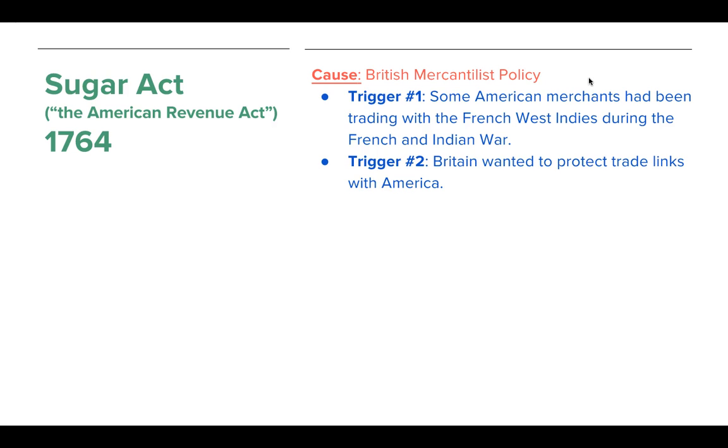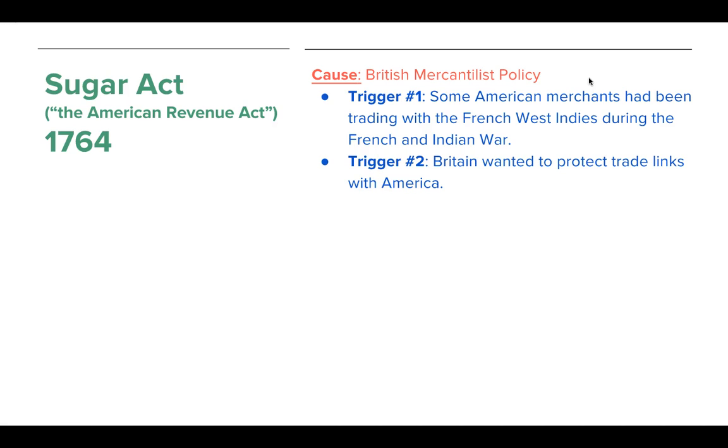So the Sugar Act, or what was technically called the American Revenue Act in the British Parliament, was passed in 1764. And the main cause of the Sugar Act is the idea of British mercantilist policy. This policy that comes up time and time again is one of the leading causes of the Sugar Act.